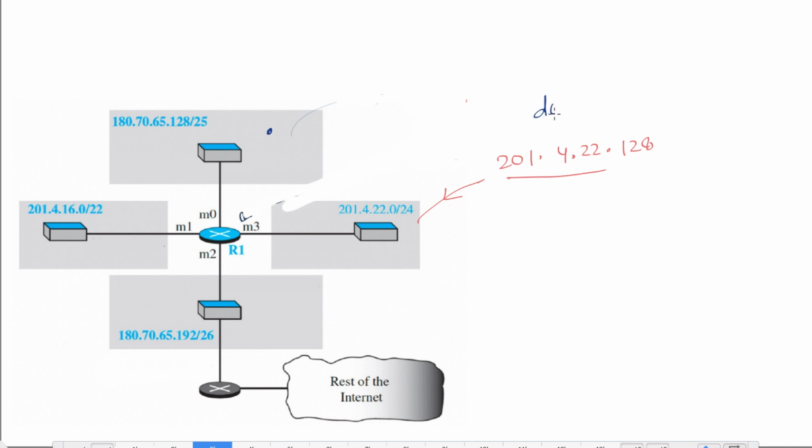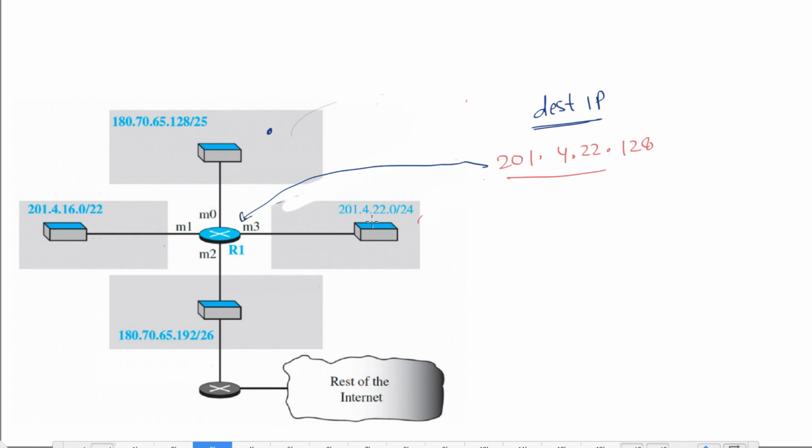Now suppose this is the destination IP address. What do you think, if any packet with this destination IP address comes to this router, to which interface should it route? It should route to M3, because it in fact belongs to this network, right? So if some packet is coming with this IP address to R1, then it should route to M3. That is very logical. How is it going to do it?